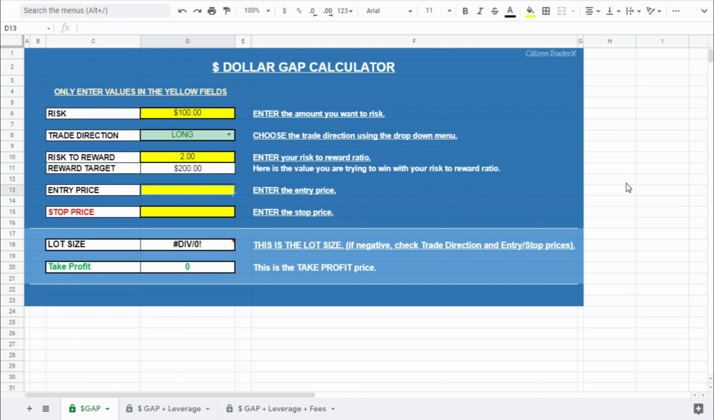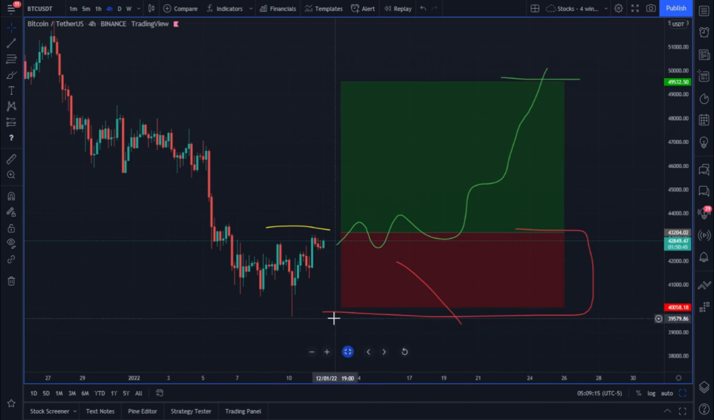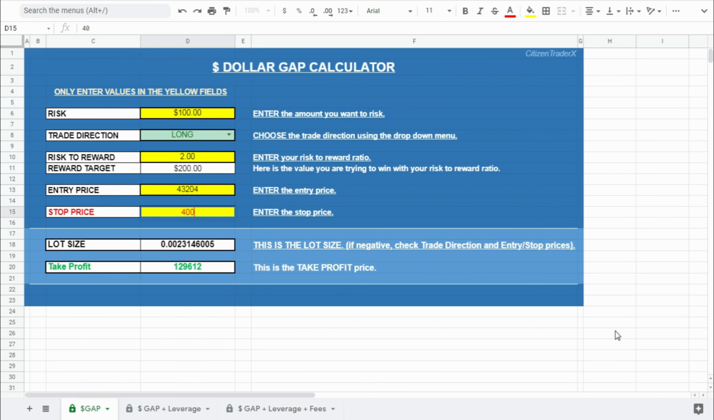43,204. What's the stop price? Stop price, we believe we will not go below this red line. 40,588. Okay. This is the lot size. So, the calculator is telling us in order for us to risk only $100 to try and make $200, we need to buy 0.03 Bitcoin. And it gives you the take profit price.